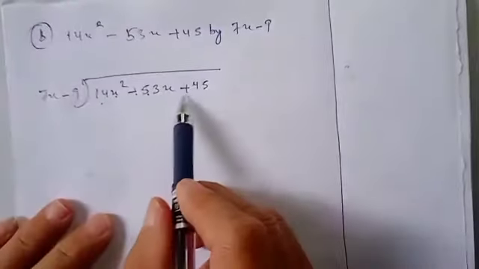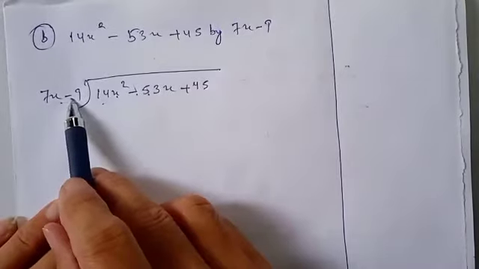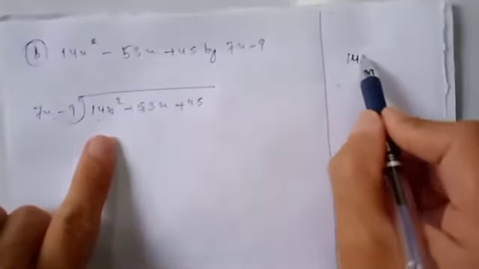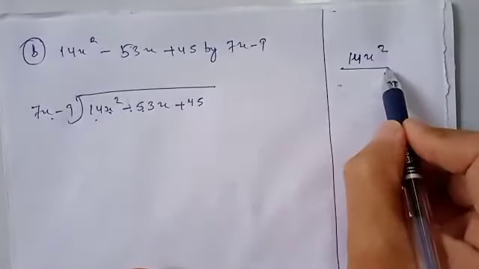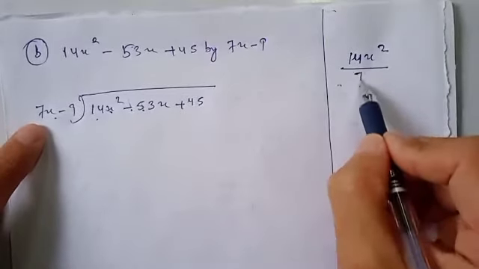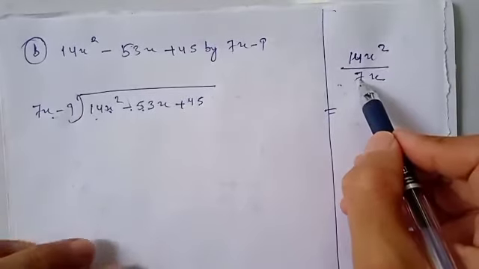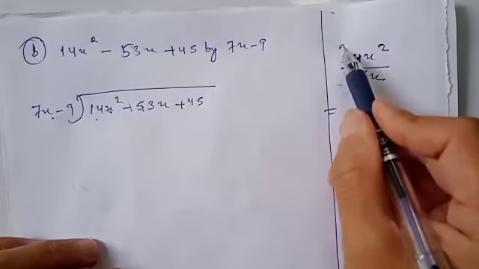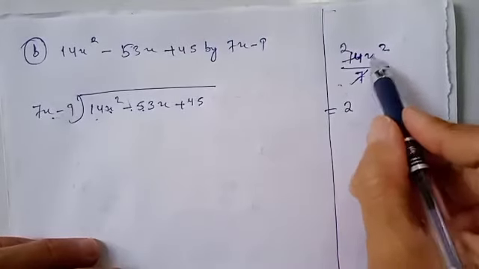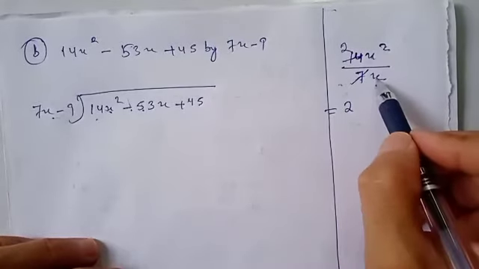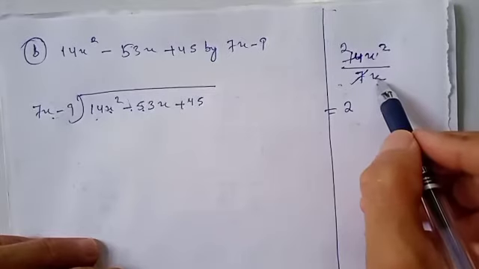B, we have 14x squared minus 53x plus 45 divided by 7x minus 9. Nothing new, let's follow the same steps. Okay, the first term in the dividend we have 14x to the power 2, divided by the first term in the divisor, 7x, okay? First let's cancel 14 and 7, we can cancel by 7. We know 7 times 2 is 14, right? So here we write 2. So what about x? x squared over x.